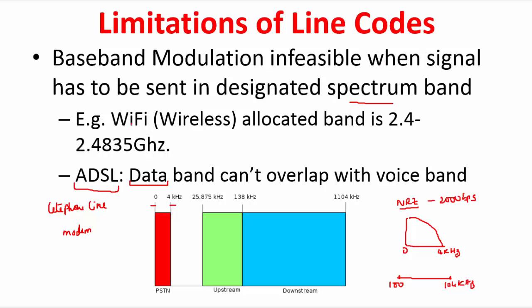So the same issue arises in the wireless domain as well. For example, Wi-Fi has been allocated this band for operation. So whatever signals you are going to send have to occupy frequencies that are within this particular band. This is not feasible through line codes.